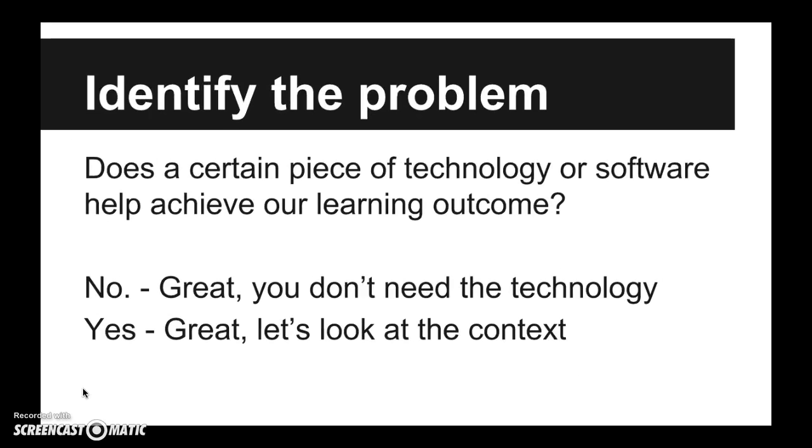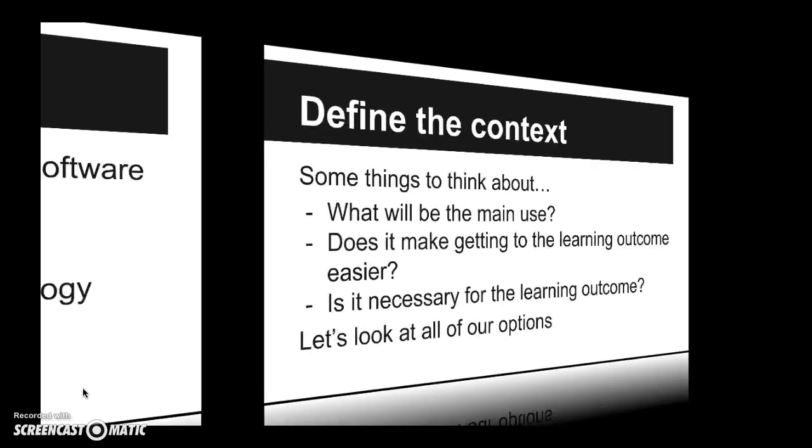First, we need to identify the problem. Does a certain piece of technology or software help achieve our learning outcome? If the answer is no, then you probably don't need that technology. But if your answer is yes, let's move to the next step.